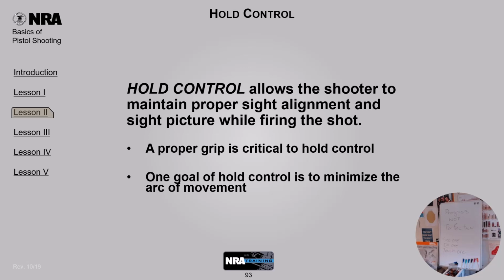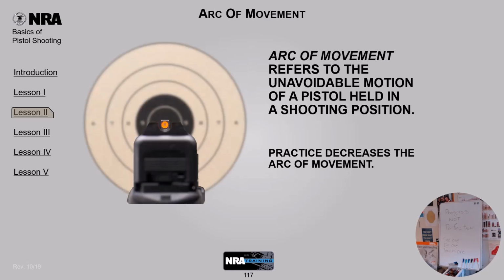Your stance is also part of that. Your feet roughly shoulder width apart, knees bent, leaning towards your target. Hold control is all the things you are currently doing to control the recoil. So that is that. And the idea is you want to minimize your arc of movement. Okay, arc of movement. We need to talk about this.